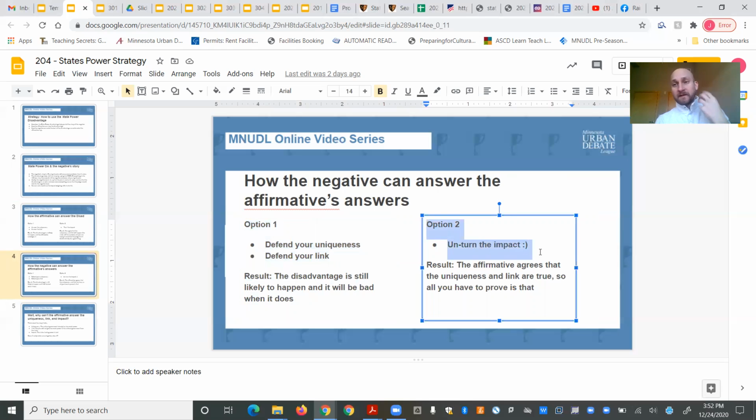In option two, where they turn the impact, where they say, yeah, the disadvantage is going to happen, but it's actually good because we want to take powers away from the states and give them to the national government, as the negative, you answer this by basically saying, they agreed with our uniqueness, they agreed with our link, they say that the disad is going to happen. All we have to prove is that when you take away power from the states and give it to the federal government, that's a bad thing. And that's when you read some more impact arguments and you look at the cards they've read and you say why everything they said is wrong, right? Basically.